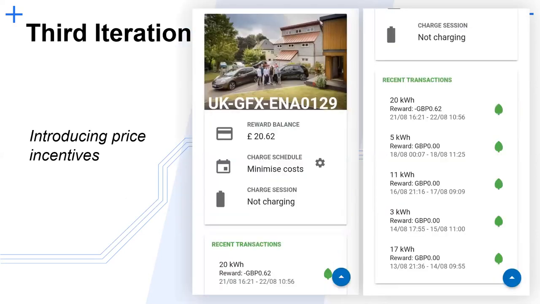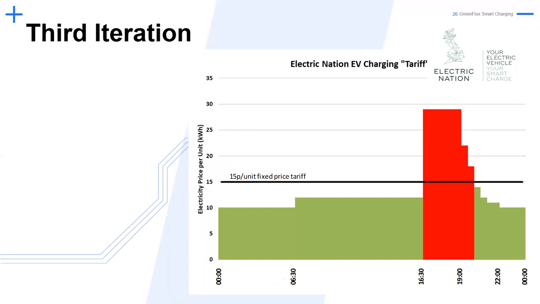And in the third iteration, we introduced price incentives. So we said, if you charge at a cheap moment, then for each kilowatt hour that you charge, you get some money. And if you don't look at cheap moments, you'll lose some money. I'll explain that in a bit more detail. These people all had different energy suppliers, and we would not be able to convince 700 people to switch energy suppliers just for this project. So we did not include the energy providers in the project because it would be undoable.